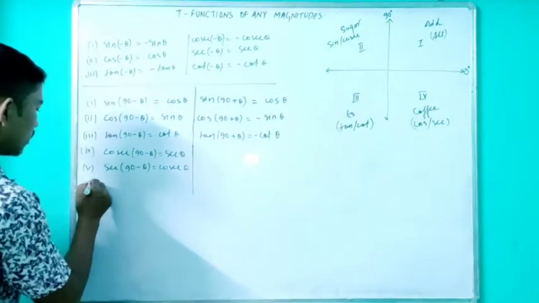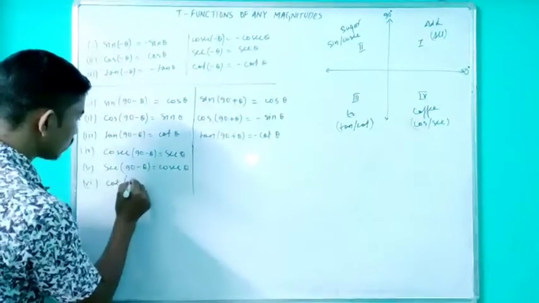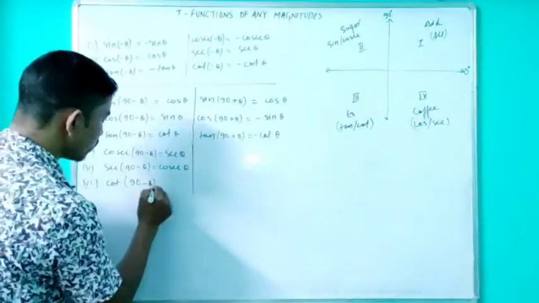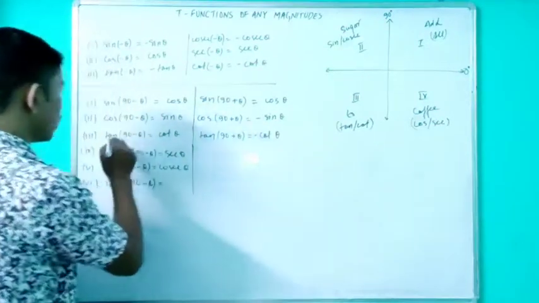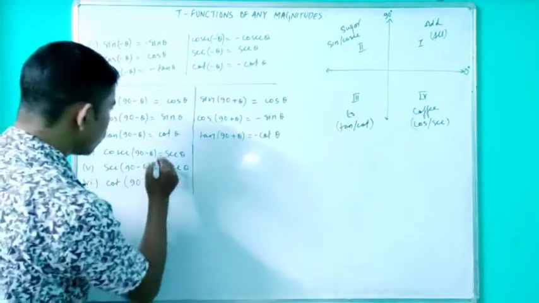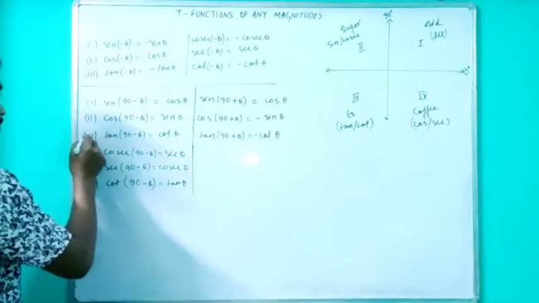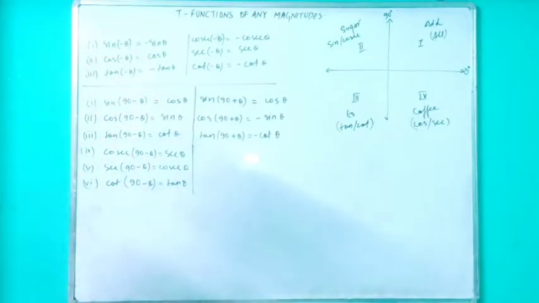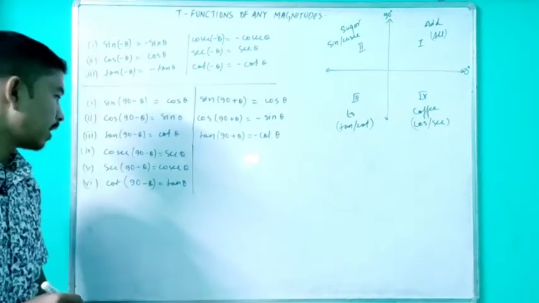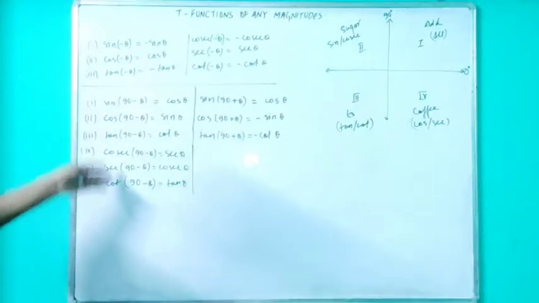And finally, I have the sixth. I have here cot of 90 minus theta. The cot of 90 minus theta will change into tan, so it will be tan of theta. 2, 3, 4, 5, 6. Okay, so this is the set of formulas we have. So this is how it happens.